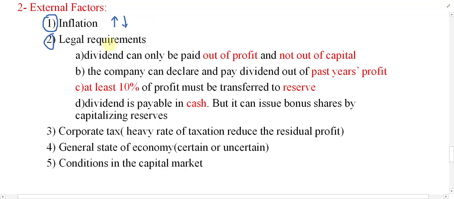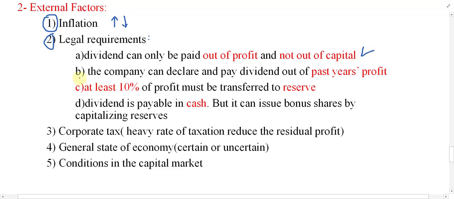The next factor, legal requirements. What do you mean by legal requirement? Legal requirements are basically imposed by the government or by law, so we have to implement them in the business. Dividend can only be paid out of profit and not out of the capital. Point number one, if you want to pay dividends, there should be profit available in the business. So dividend should not be paid out of capital.